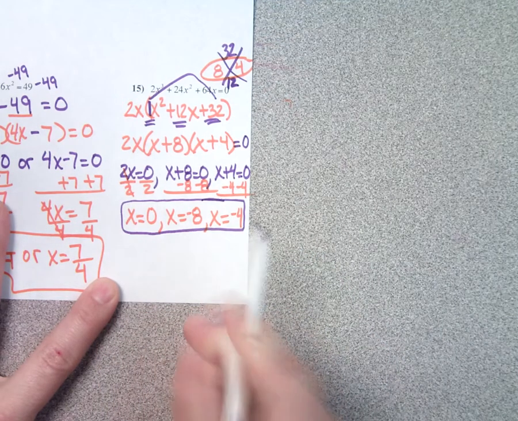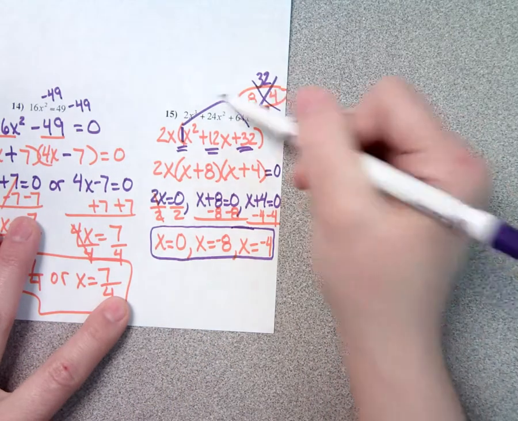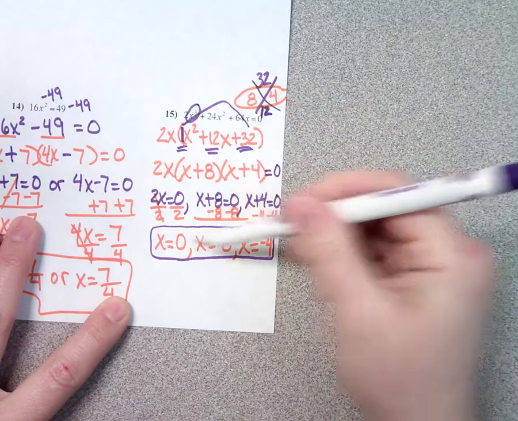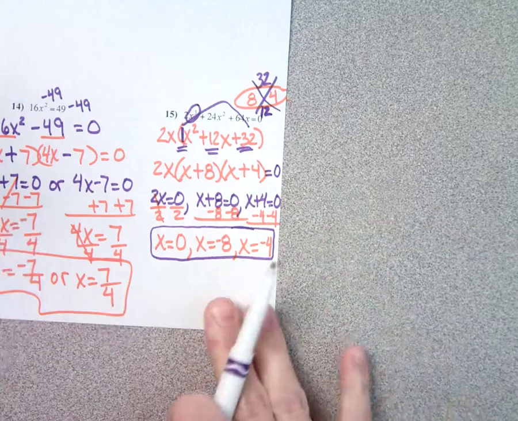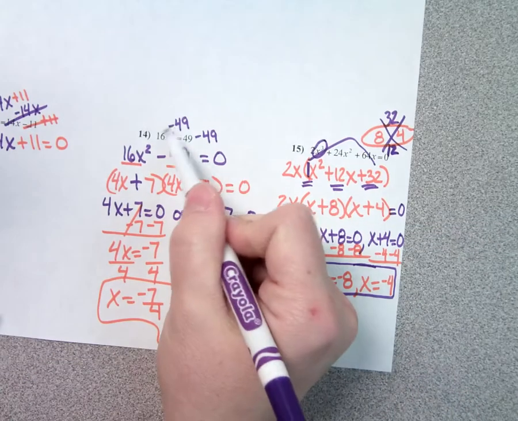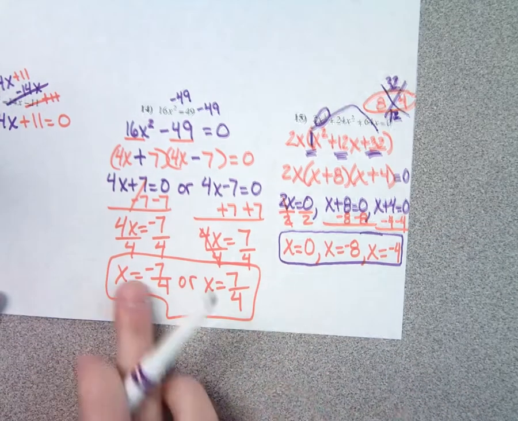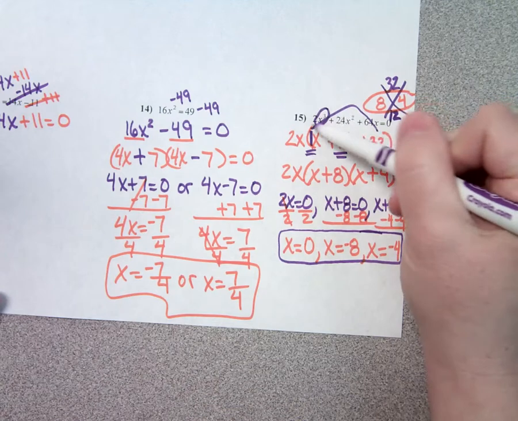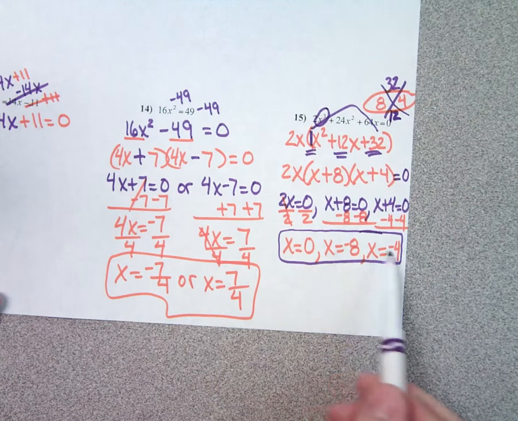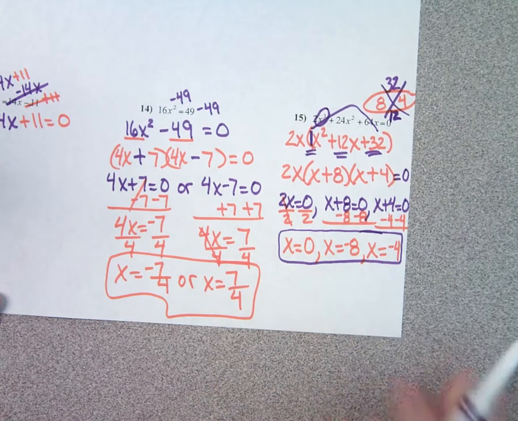Do you notice how we had 3 answers on this problem? Look at how the problem began. Do you see how the problem began with an x cubed, and we ended up with 3 answers? And these problems over here, how they started with an x squared, and we ended up with 2 answers? So whatever the highest exponent is, that's how many answers that we typically end up with.